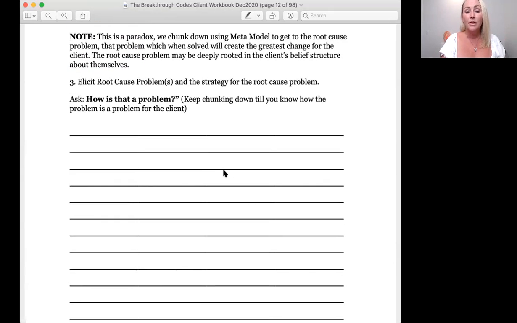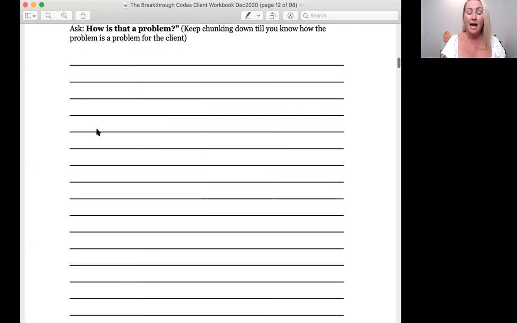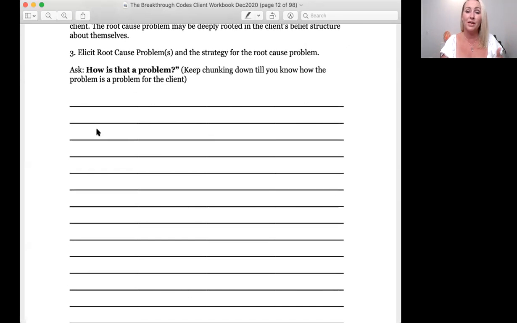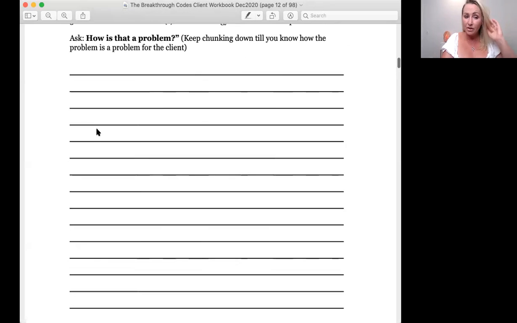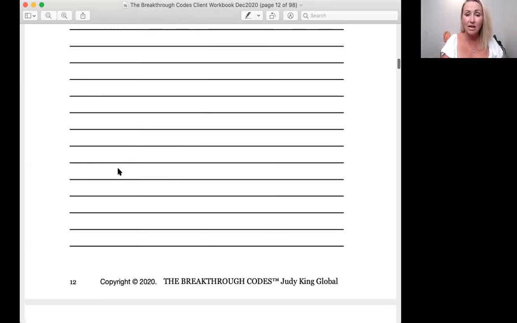So you procrastinate and then you shut down. Well, how is that a problem? You're just going to continue to chunk down from whatever presenting problem they've given you, until you understand how the problem is a problem for the client, and how they've got to this position where they're unable to solve it for themselves. So keep asking, how is it a problem? Keep chunking down.